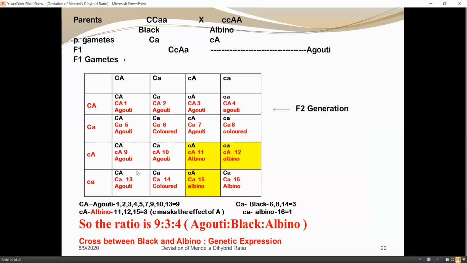This again shows the same result. Here I have shown these three as albino, and in combination it will be 9:3:4. 9 agouti, 3 black, and 4 albino. 3 plus 1 becomes 4.